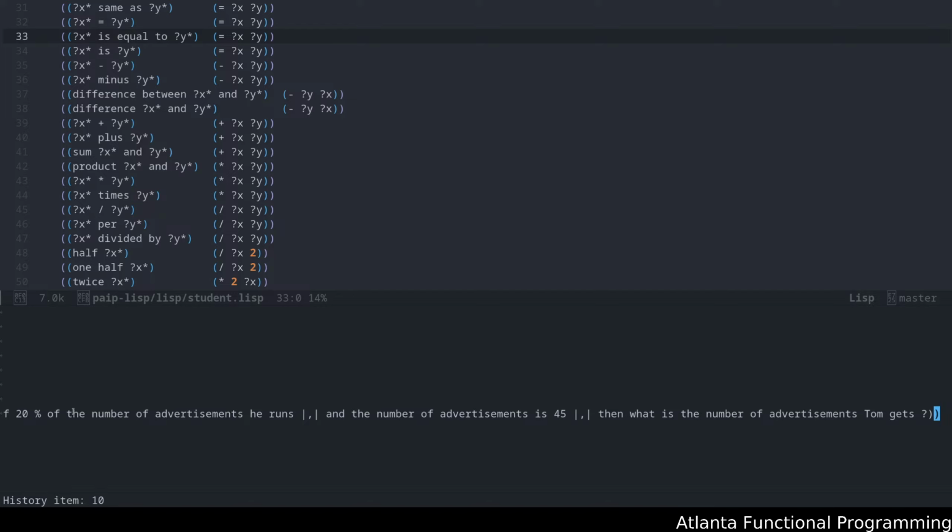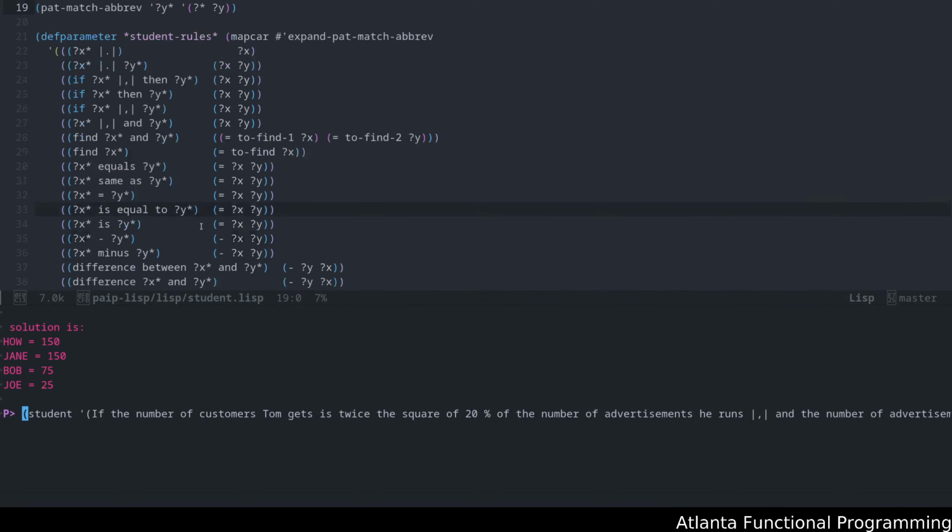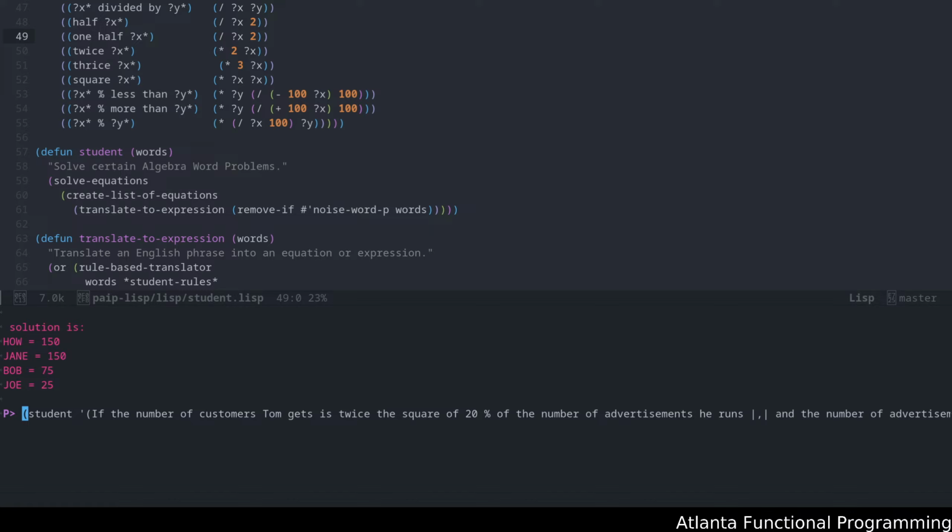Yeah. So let me go to the beginning. If the number of customers Tom gets is twice the square of 20% of the number of advertisements that he runs, and the number of advertisements is 45, how many customers does Tom get? Notice specifically the call out to percentage here, because the percentage stuff is particularly interesting. One thing to be aware of is to make it easier to parse, instead of trying to split this lexically and then realize that the first part of this is an integer and the next part is a percentage sign.